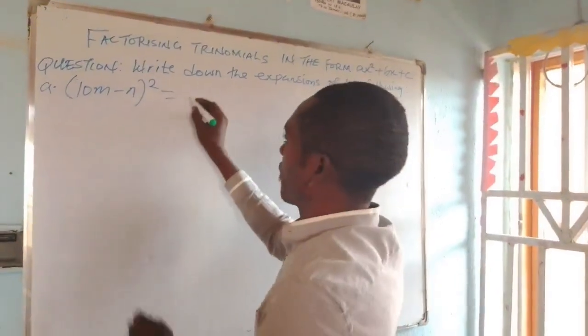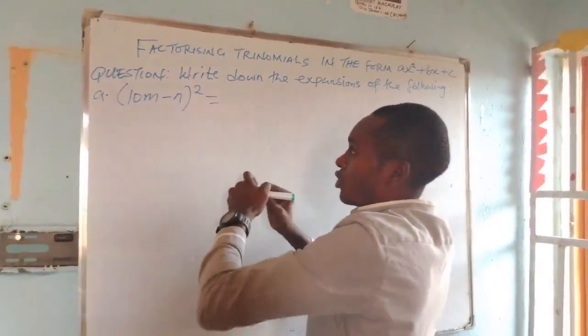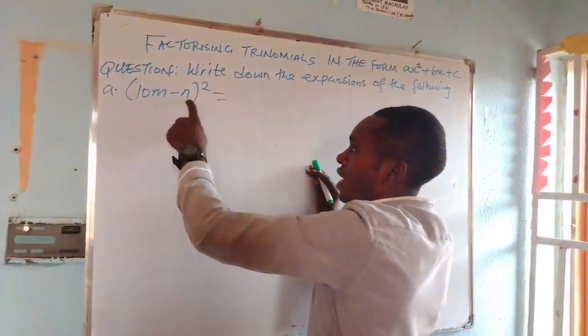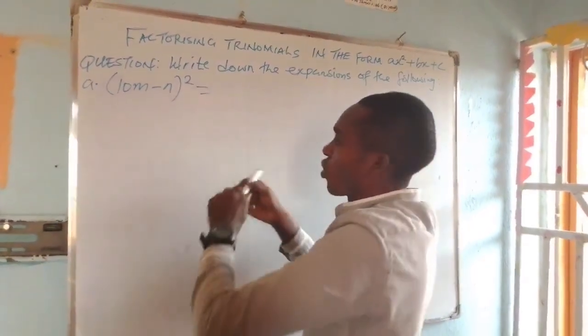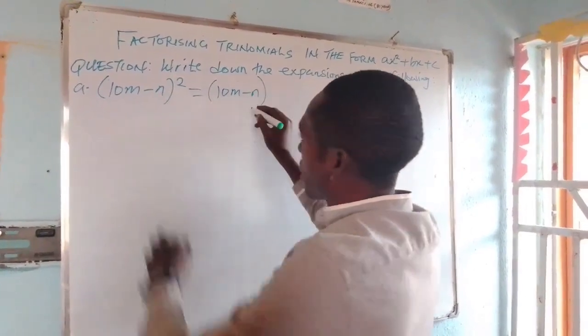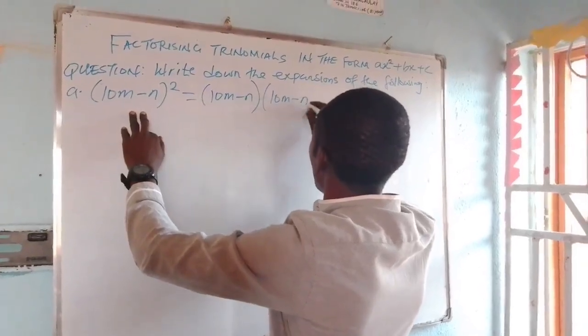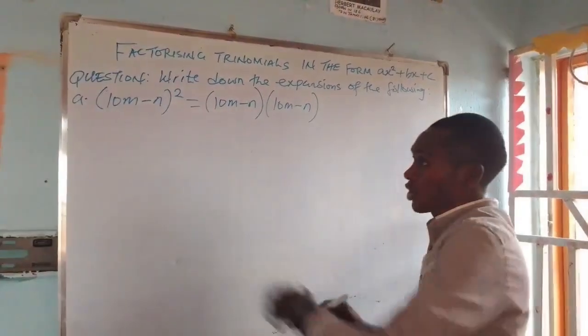Now, what we have here is open bracket 10m minus n close bracket squared. So what this means is (10m minus n)(10m minus n). It means that this bracket is twice, so it's being repeated. That's what this expression means.